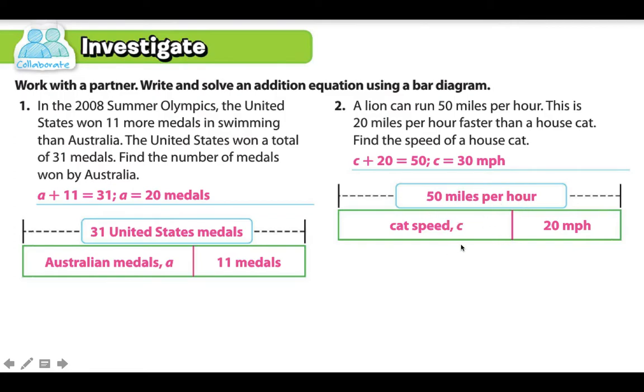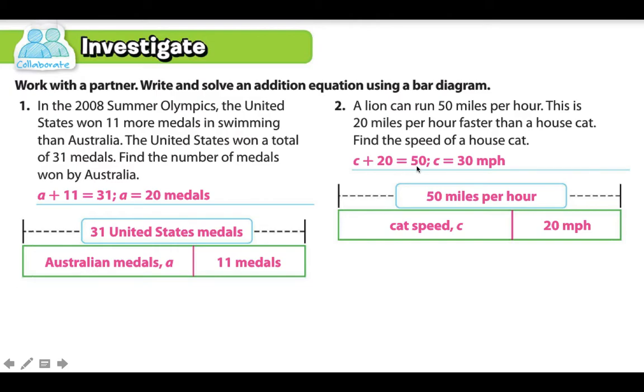Now notice here what we used as our variable. We used C for cat. So the cat speed, C, plus 20 miles per hour gives us 50 miles per hour, or the speed of the lion. So there's our addition equation: C plus 20 equals 50.